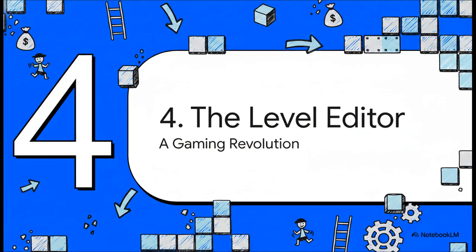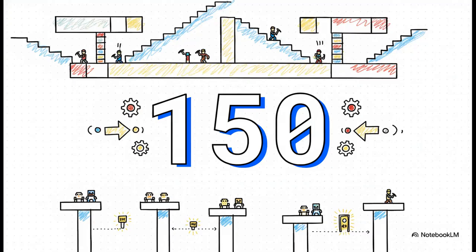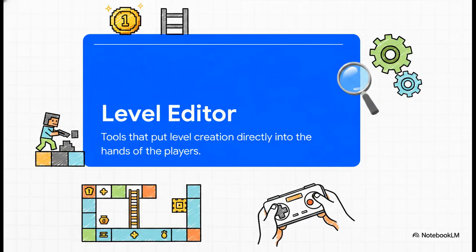Section 4, the Level Editor, a gaming revolution. But before we even get to that editor, consider the number 150. The original game generously came packed with a mind-boggling 150 levels of increasing, fiendish complexity. They didn't just throw you to the wolves. Each level steadily trained you on the game's mechanics, forcing you to think about your limited verbs and nouns in entirely new ways.